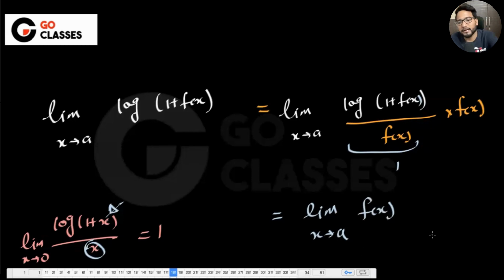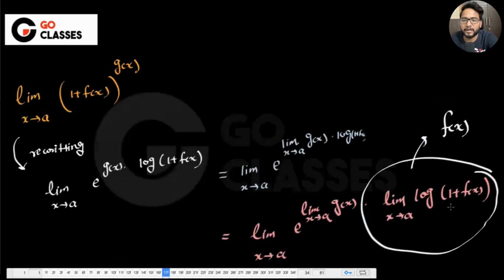Cool. So finally, I can say that this particular thing is nothing but f(x) only, limit x tends to a. Then you can combine the limit, and then ultimately it is just e power g(x) into f(x), limit x tends to a, right? Is this kind of proof understood to everyone?